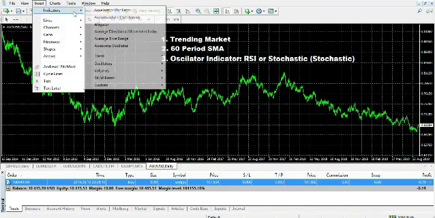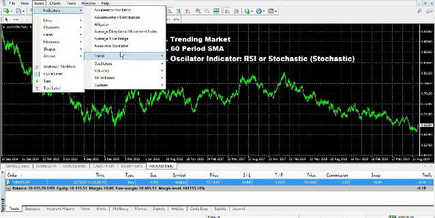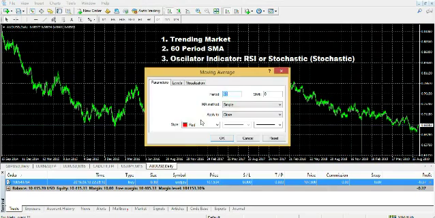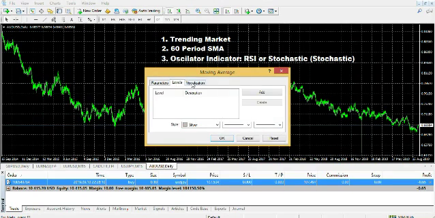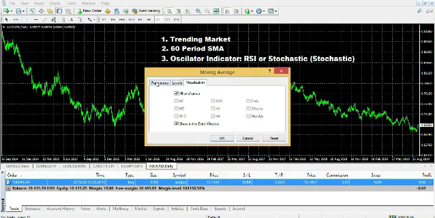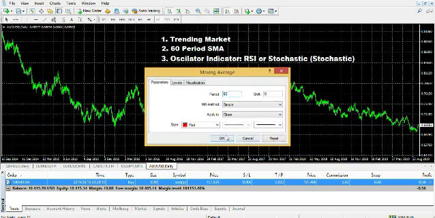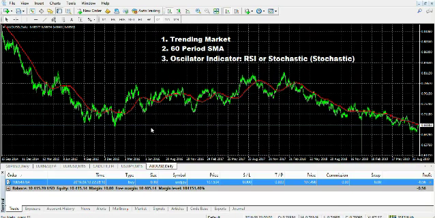So I'm just going to insert a simple moving average, trend, moving average, 60 moving average. I prefer to use red. I'm making it a little bold so you can see it clearly. Ignore the levels, ignore visualization. It's always on all time frames by default, so stick to that. And then just click OK. So now we have a trend.